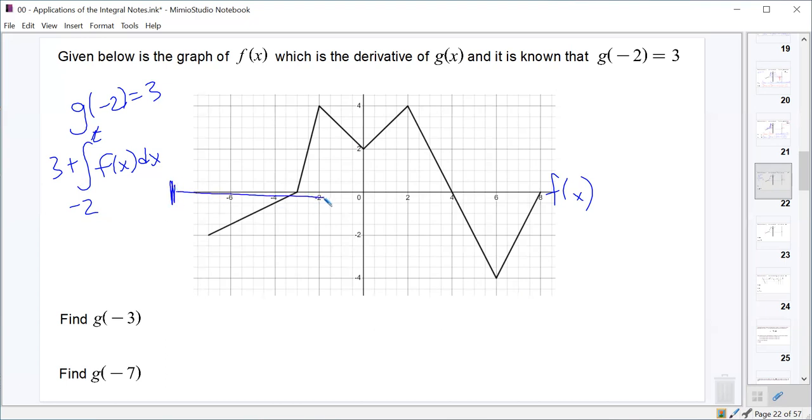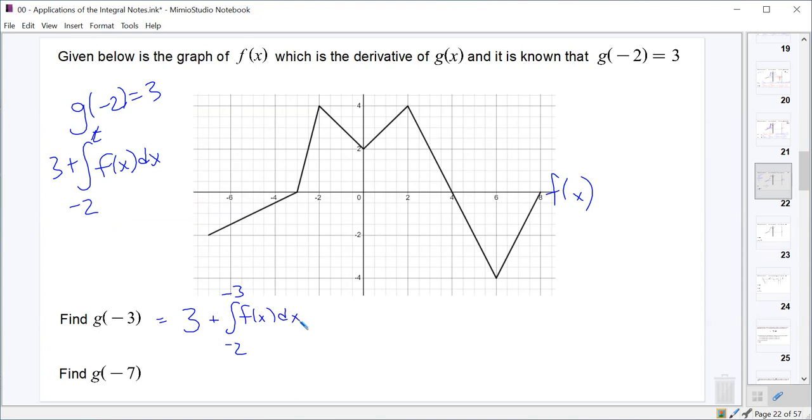To get to -2, we're going to say that somehow, between whatever was over here and what we got here, the total value for that integral ended up being 3. And so as long as we go from -2 to anywhere else and add that 3 to it, we should be able to just find these values. So let's do that. If we want to find g of -3, it should be our initial condition plus an integral from -2 to -3 of f of x dx.